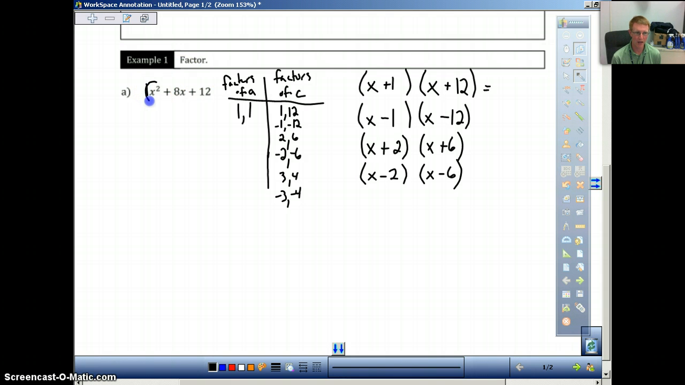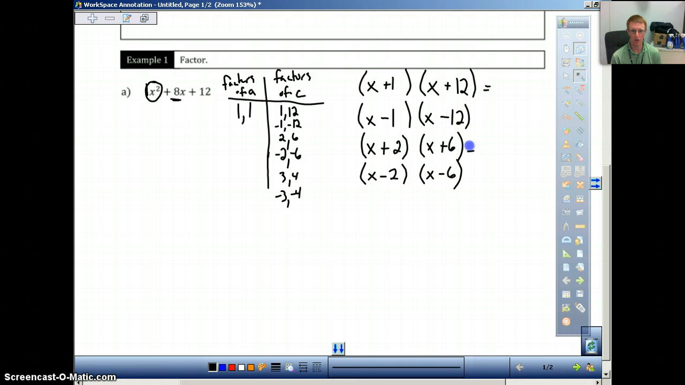Whenever you have just an x squared, and this is only when you have just an x squared, what you can do is look at the factors that you have. If it's just an x squared, find the factors that add up to be your middle number. So I need my numbers over here to add up to be 8. That will work. You can go through the guess and check all you want.